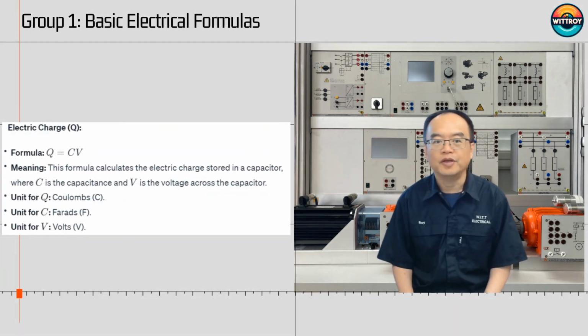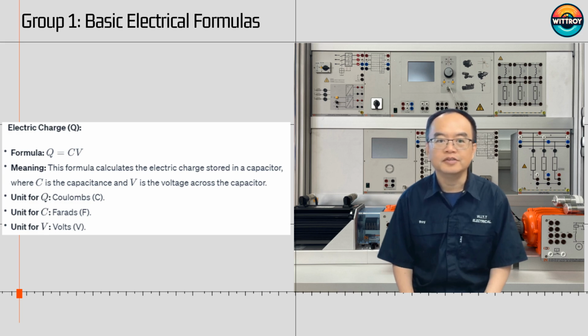First, let's look at the formula itself. The formula for electric charge is Q equals CV. This formula calculates the electric charge stored in a capacitor. Now let's break down each variable in this formula. C, capacitance, the ability of a capacitor to store an electric charge.